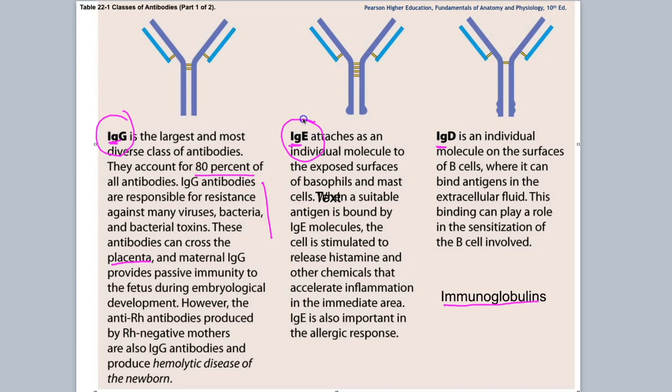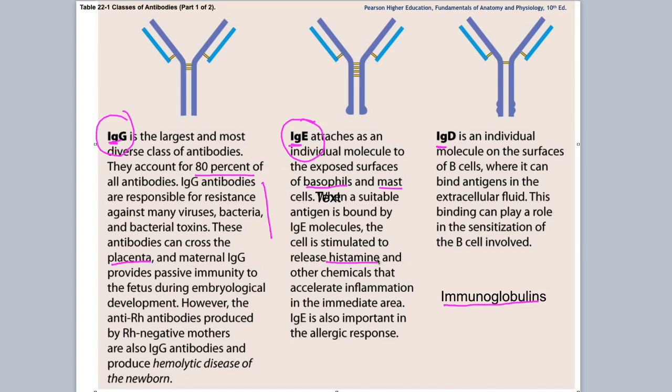IgE, we have next over here. IgE antibodies are the antibodies that are on the surfaces of basophils and mast cells. Remember, basophils and mast cells are the ones that release histamine and also heparin.